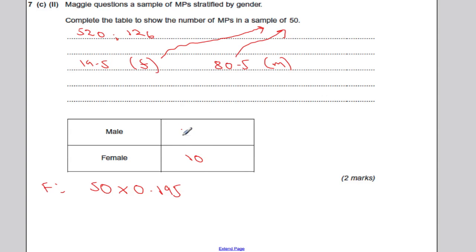That means that 40 people must be male, but let's just confirm that by checking it out. So if I do 50 multiplied by the proportion of males, which is 80.5%, or 0.805, so doing 50 times 0.805, we get 40 1/4, which we have to round to 40.